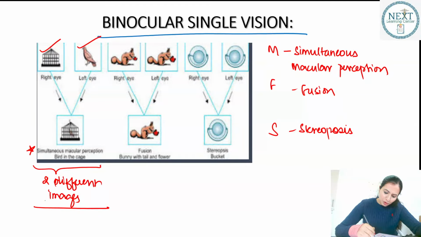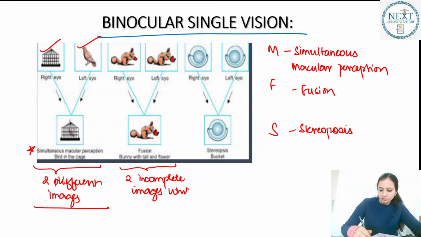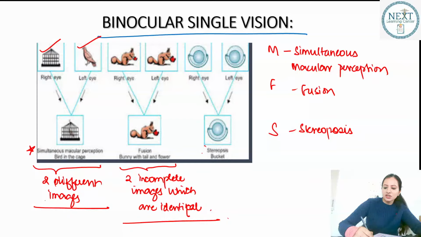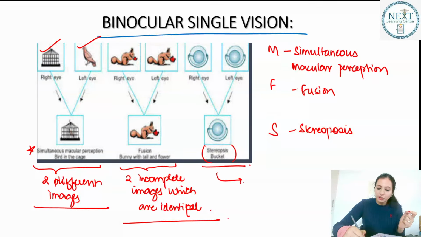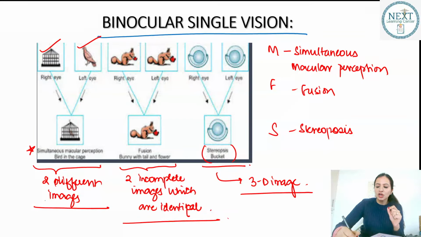Then in fusion, if you get two incomplete images which are identical, that is fusion. If the brain is able to fuse it into one, that is fusion. And in stereopsis, what happens is, when you have got two images, you are seeing it from two different angles. Ability of the brain to create a 3D image is your stereopsis, in which you get the actual depth perception.